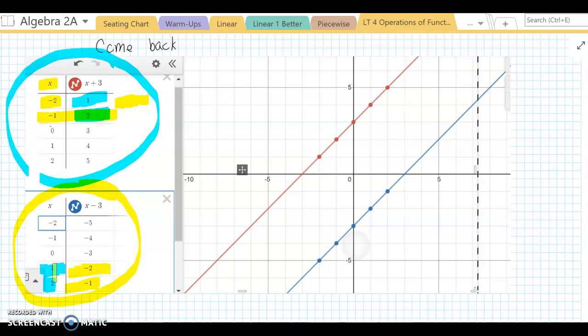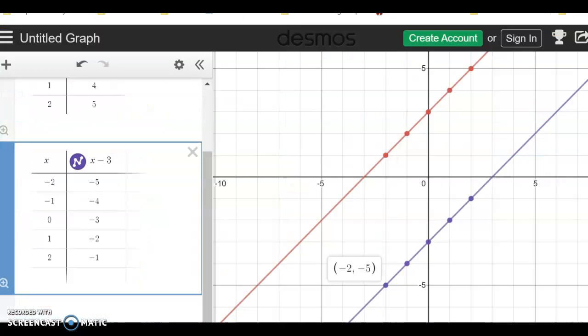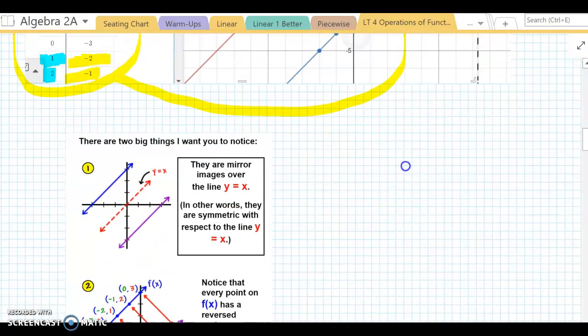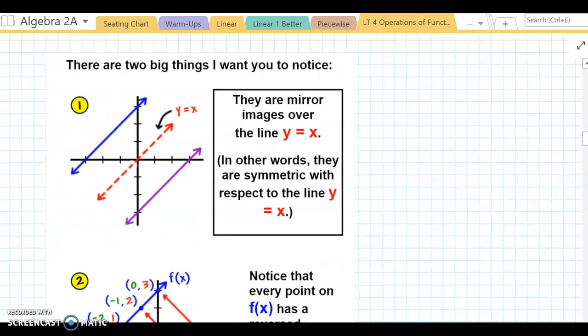So when I have a graph of that, notice that this is this one here, and this one is this one here. When we have a graph of these functions that are inverses of each other, the important part is there are two big things I want you to notice. They are mirror images over the line y equals x. So this is the line y equals x.